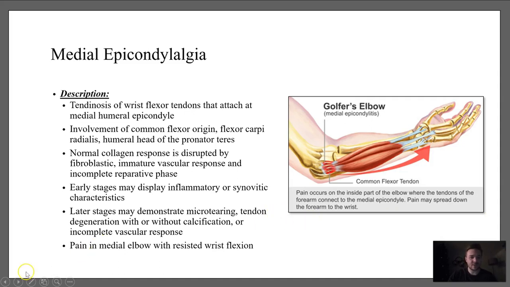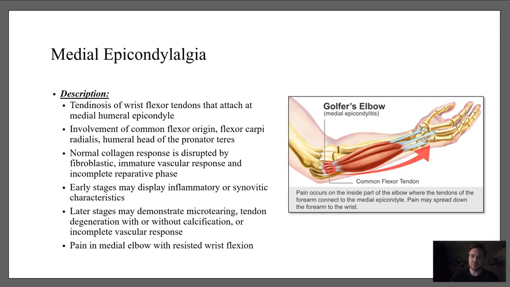We'll go into medial epicondylalgia next. So this is tendinosis of wrist flexor tendons that attach at the medial humeral epicondyle. So we just flip over and do the other side of the elbow, and here we are. It involves the common flexor origin, flexor carpi radialis, and the humeral head of the pronator teres. So some people call this a flexor pronator issue.